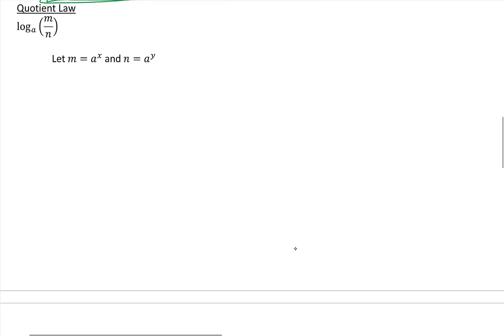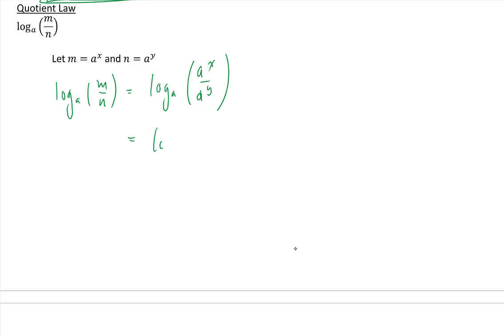Alright, let's prove the quotient law. The quotient law follows a similar proof. We let m equal a to the exponent of x and n equal a to the exponent of y. So we end up with log base a of a^x divided by a^y. This gives me log base a of a^(x-y). Similar to above, since we're taking the logarithm base a of a power with base a, our answer is just the exponent x minus y. And again, same as the previous proof.